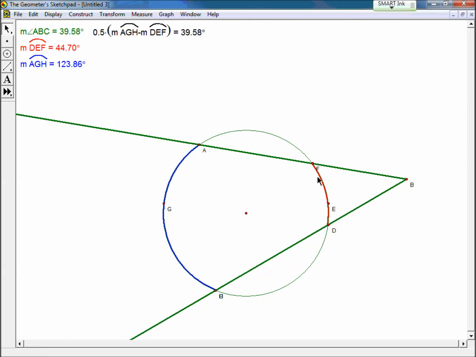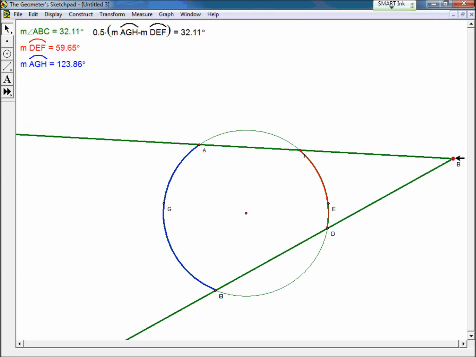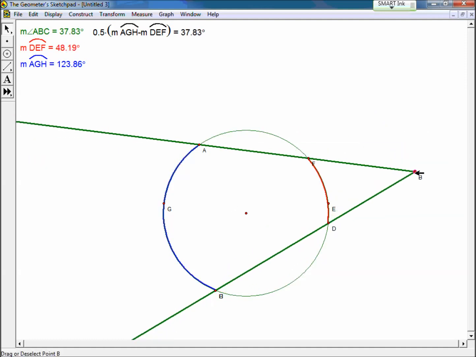All right, so here we go. Our point's outside, and then we have this arc, DEF, the red one, the small one, and we have the big arc, AGH here. So if I take the big arc, the blue one, and subtract the little arc, the red one, and then I cut that in half, I get the same measure of the angle that's out here. And it doesn't matter where I put the angle, as long as I keep my arcs drawn.